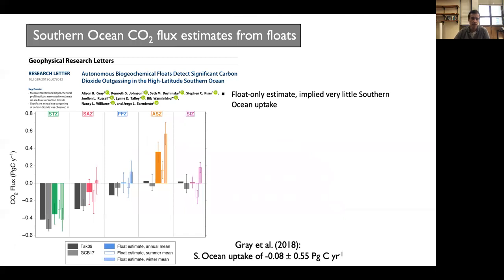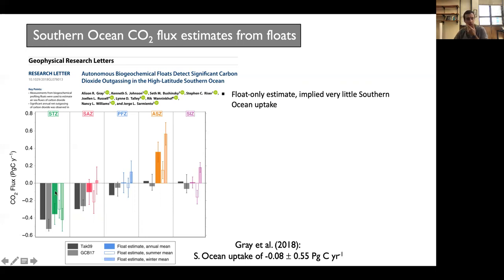And so in 2018, Allison Gray published this paper that has had a lot of influence in the field, looking at what float pCO2 estimates told us about Southern Ocean CO2 fluxes. I'll break down this figure, but this is the CO2 flux on the y-axis, and each of these different vertical regions are different zones in the Southern Ocean. So going from the north in the subtropical zone, then we have the subantarctic zone, the polar frontal zone, the Antarctic southern zone, and the seasonal ice zone.